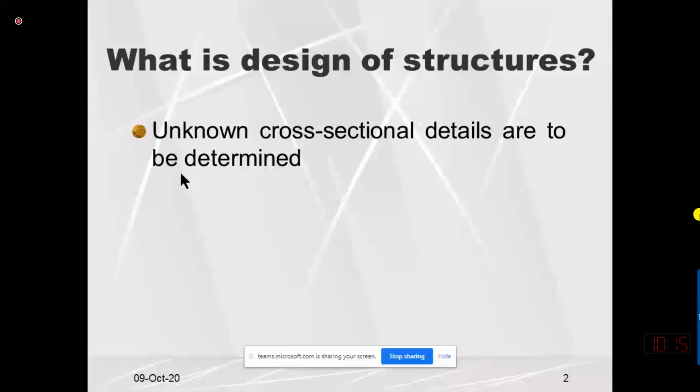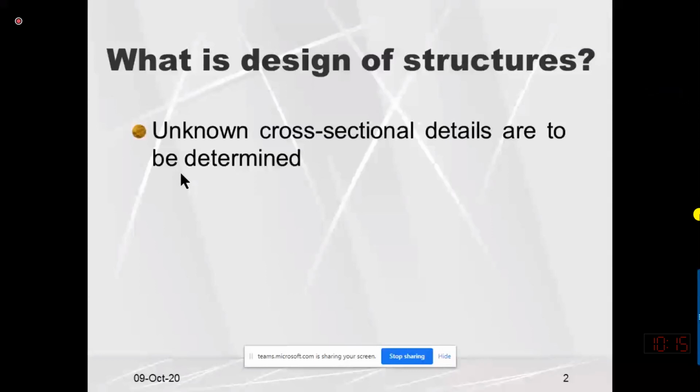So first of all, I must know how much information is given. The first information given is that I know the length or span of the member. I know the length of the column, the length of the beam or any other structural element. This is given, and this can be taken from the architectural drawing.